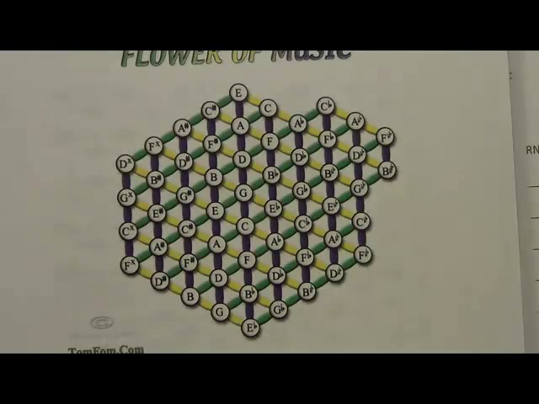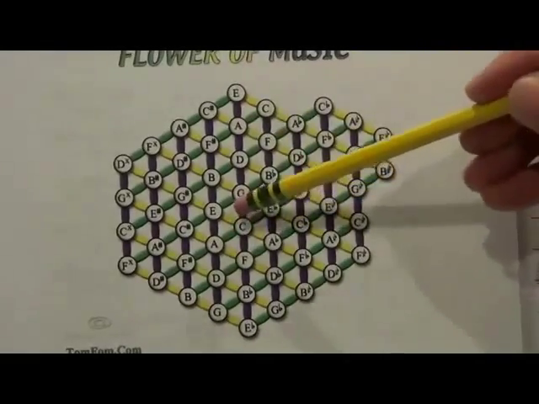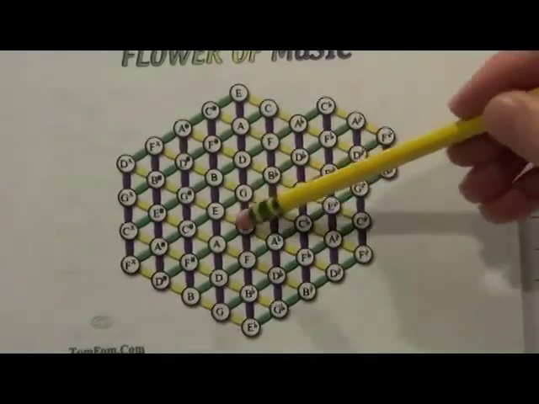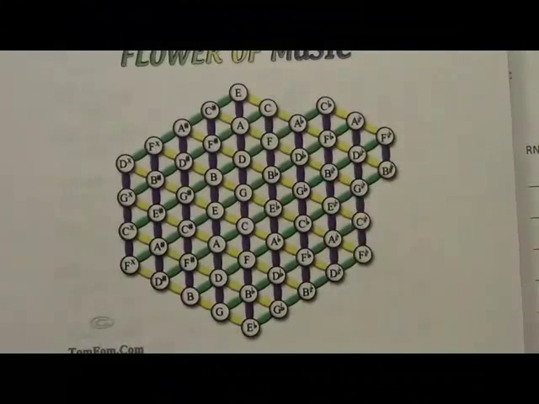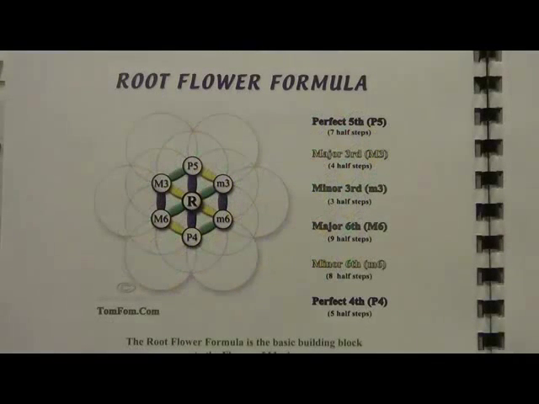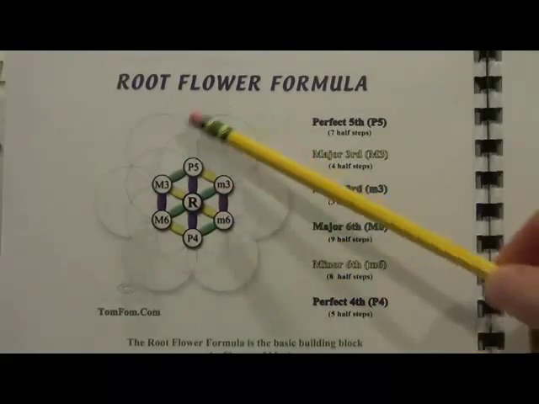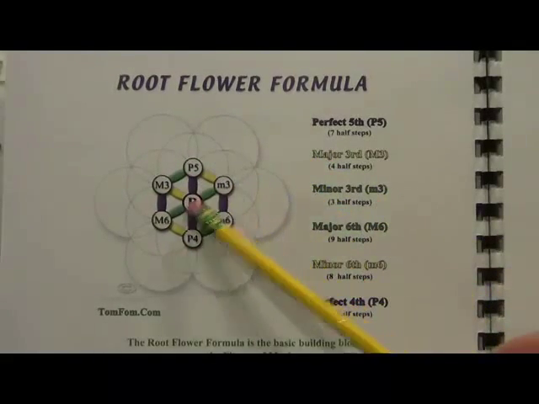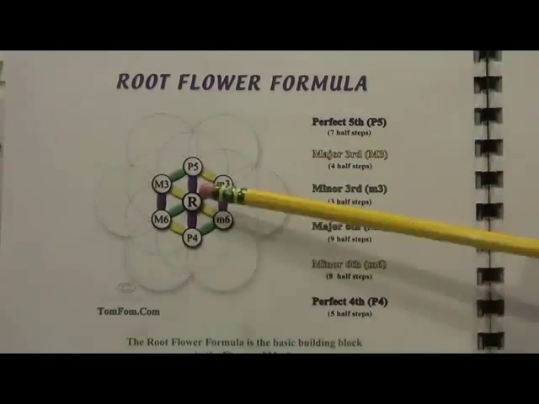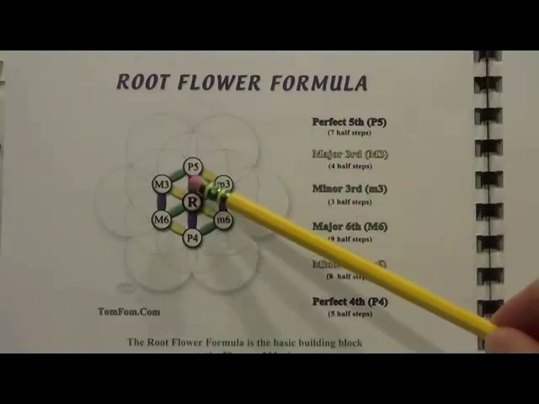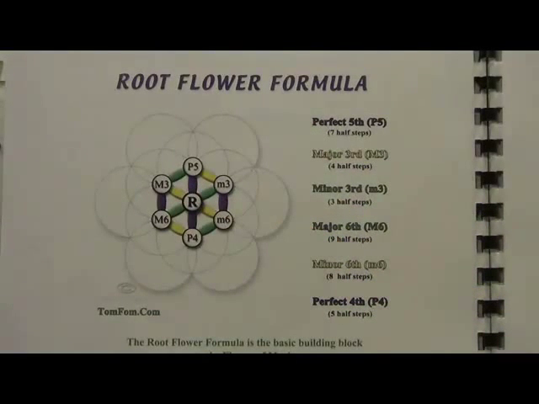So if you're going to look at what the distance were for half steps each way, it would be 7 keys, 5 keys, 4 keys, 3 keys, 9 keys, and 8 keys. That's all half steps on the piano. This relationship is illustrated inside the root flower formula. This is the building block to the flower of music. With any note, these 6 notes surrounding it show you what the relationship is from the root note.